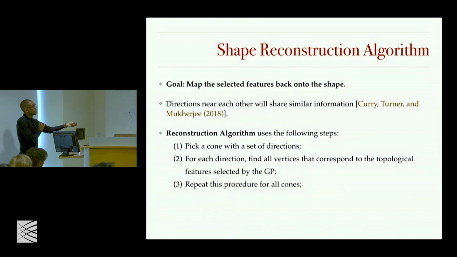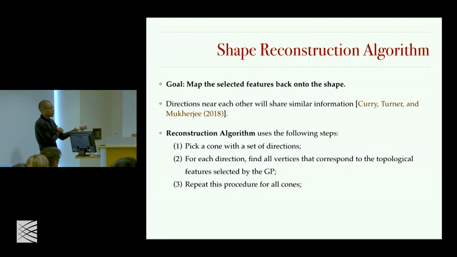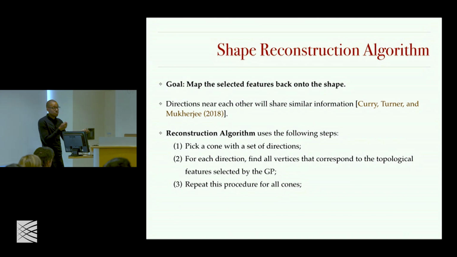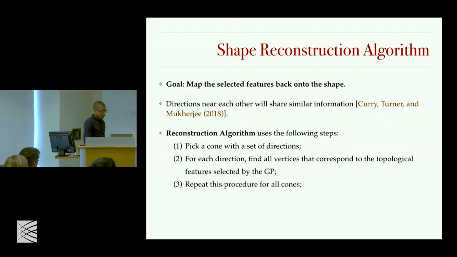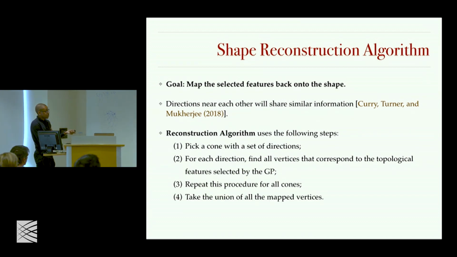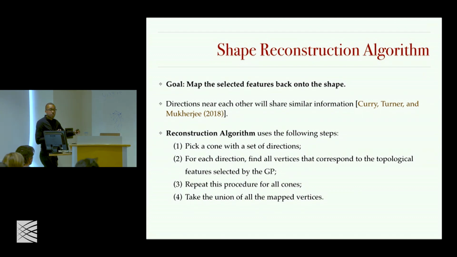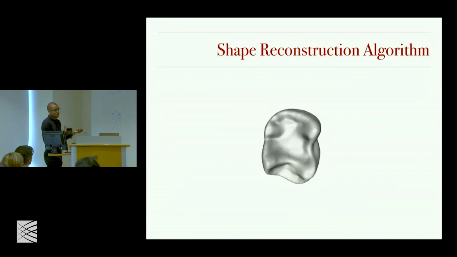So what we do is we use the following steps. We pick a cone set of directions. For each direction, I find all vertices that correspond to topological features selected by the GP. So I run my GP, and I find each significant feature within that cone. And then I repeat this procedure for all cones. And then I take the union of all mapped vertices, right? So I only want to take the vertices that I saw evidence for in multiple directions. Those are the vertices that I feel most confident about, okay? And so this is how it works.